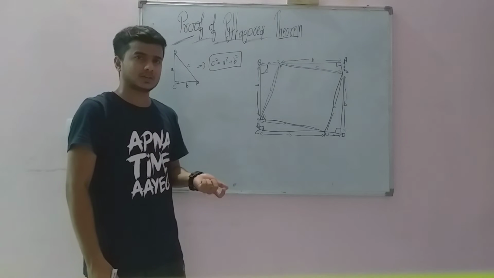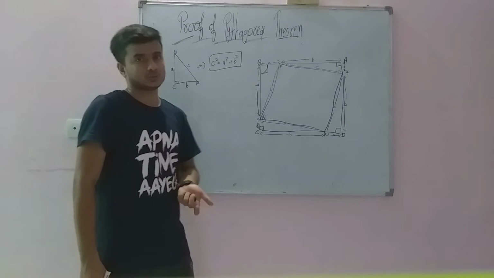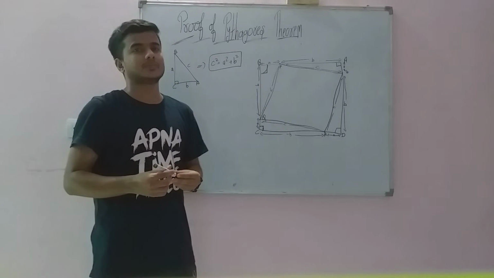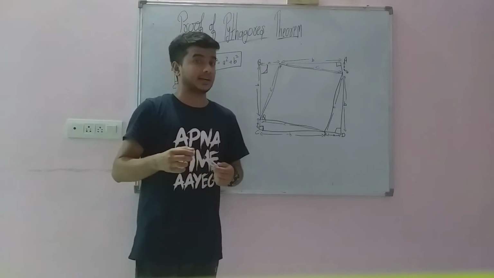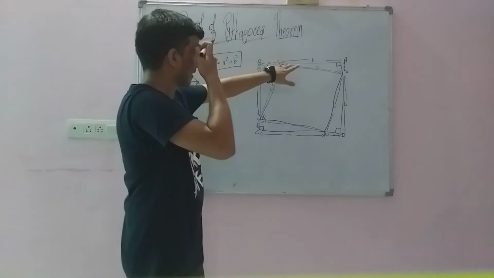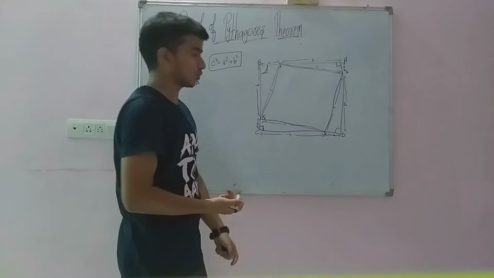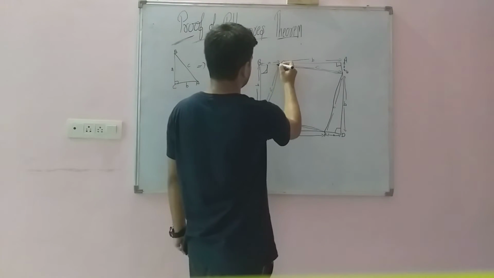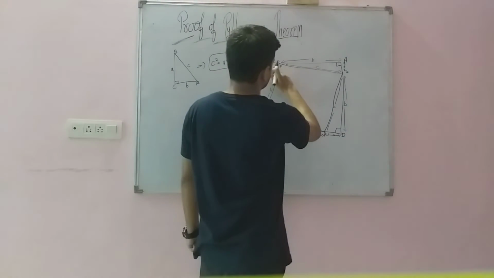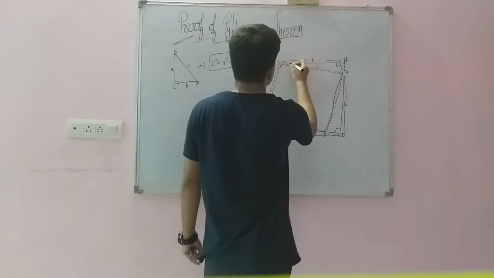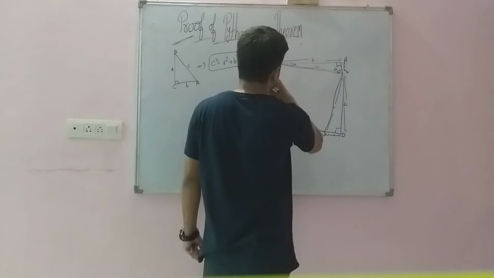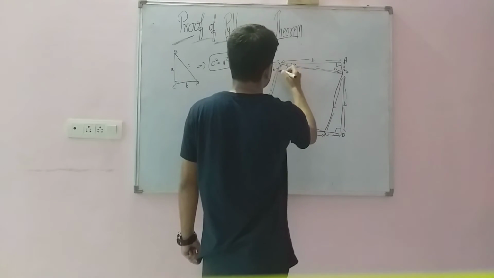Why not a rhombus? Because in a rhombus all sides are also equal. So how can you differentiate between a rhombus and a square? Actually, in a square all angles are at 90 degree, but in a rhombus all angles are not at 90 degree. So we have to check whether these angles are at 90 degree or not. For that, let us take this angle as B and this angle as A. Similarly, because these triangles are equal, this angle is also equal to A and this angle is also equal to B, and we take this angle as theta.